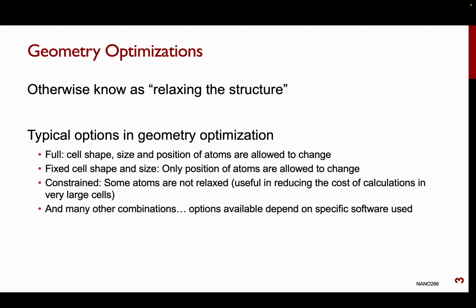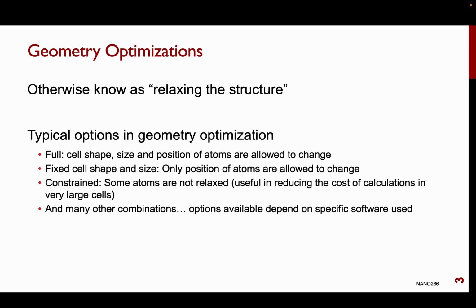Now, there is also the fixed cell shape and size type of geometry optimization. What this simply means is that I am not going to allow my lattice parameters to change, nor the shape of it, right? All that I'm allowing to change is just the positions of my atoms within that unit cell, okay? Now, this is typically used when you are modeling certain types of systems where you essentially already have a lattice parameter that you believe is correct.